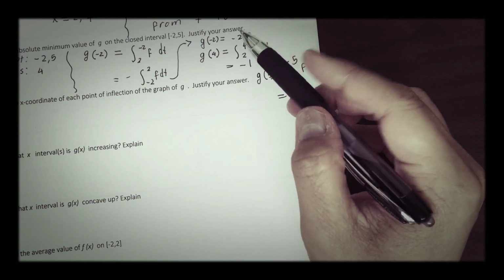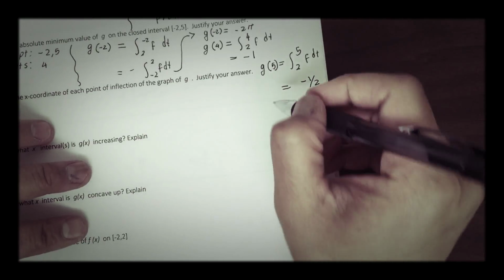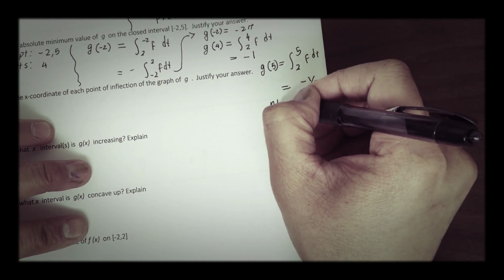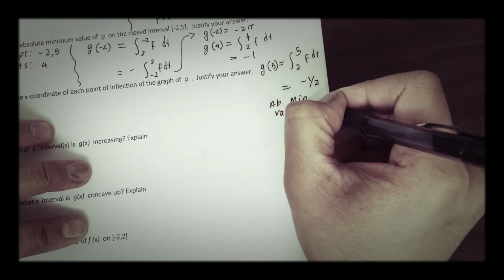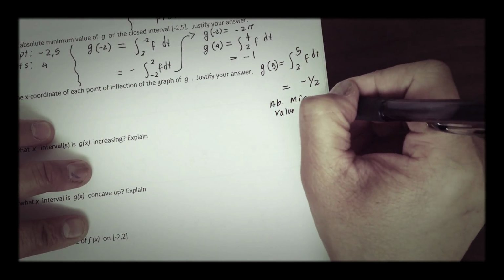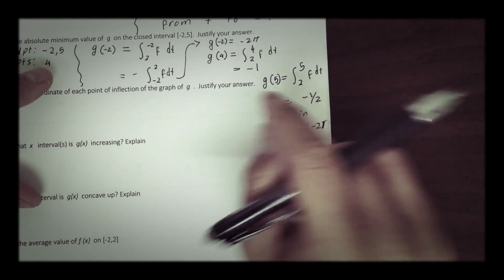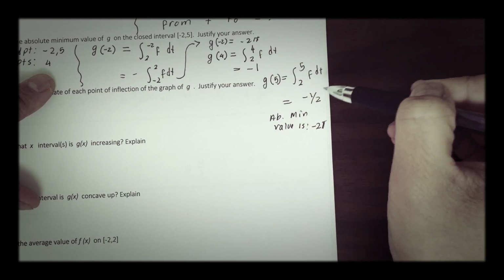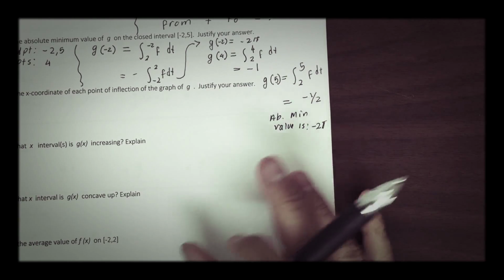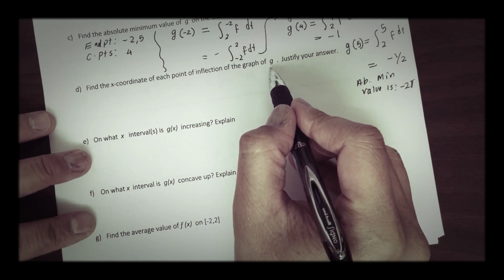So the absolute minimum value is going to be at -2. The absolute min value is -2 pi, and there you go. That's the smallest, because we compare this one with this one and with that one, and that's the smallest.